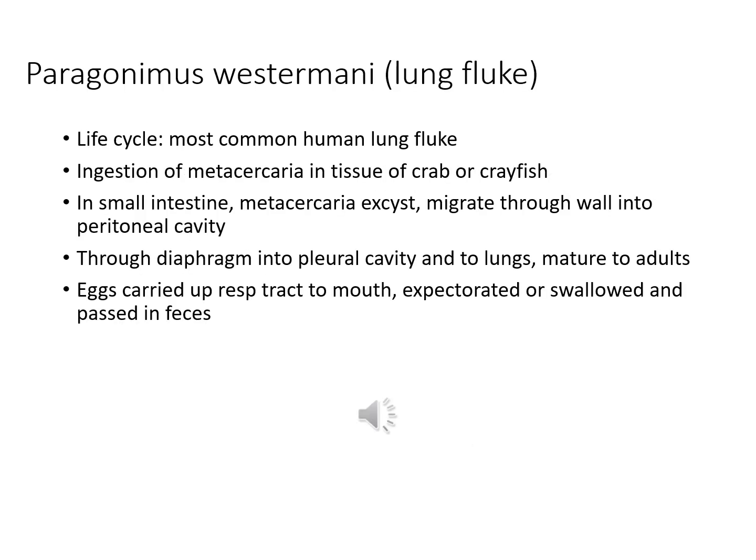Paragonimus westermanni is another lung fluke. This is the most common human lung fluke that we will see. We become infected by ingestion of metacercariae in the tissues of crab or crayfish. In the small intestine, the metacercariae excyst, then migrate through the wall into the peritoneal cavity. Then they migrate through the diaphragm into the pleural cavity and eventually find their way into the lungs. And that's where they will actually mature as adults.